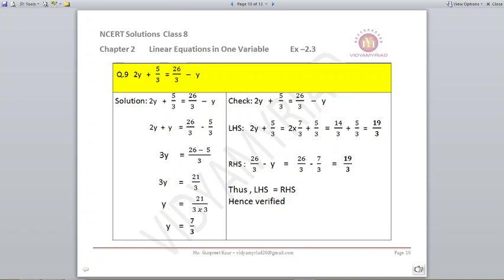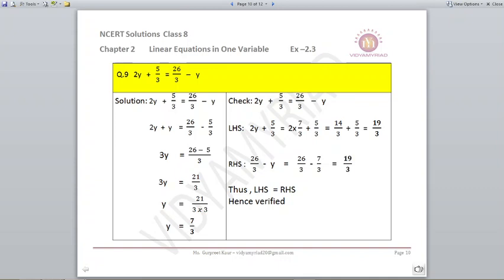Question number 9. 2y plus 5 upon 3 is equal to 26 upon 3 minus y. Now bring y closer to one another and numbers on the other hand side. So it will become 2y plus y is equal to 26 upon 3 minus 5 upon 3. Now 2y plus y is 3y and 26 upon 3 minus 5 upon 3, you have same denominator. So 26 minus 5 gives you 21 upon 3. Now value of y will be 21 upon 3 into 3. 3 7s are 21. So y comes out to be 7 upon 3.